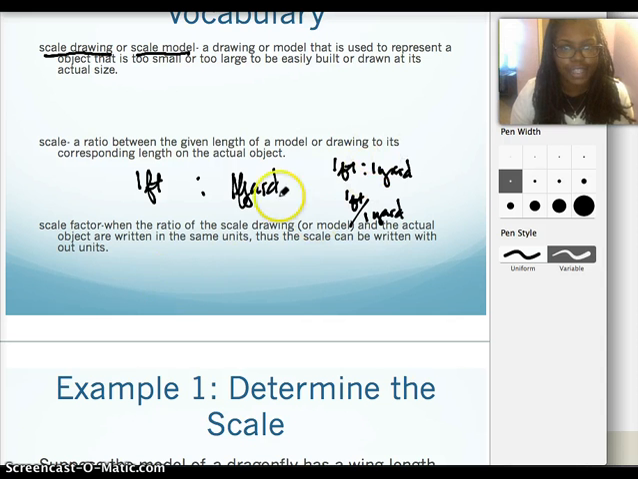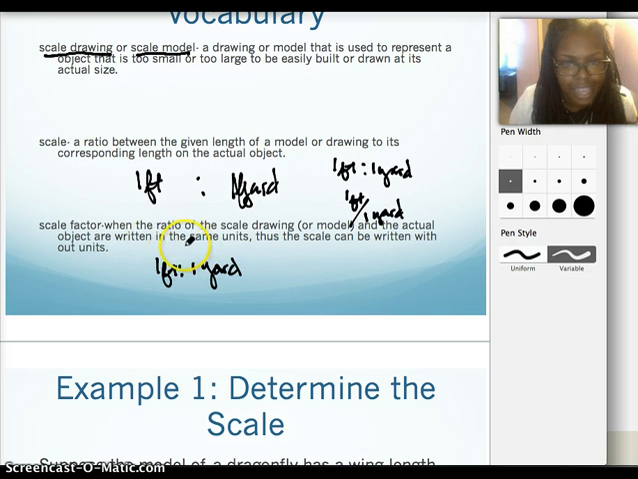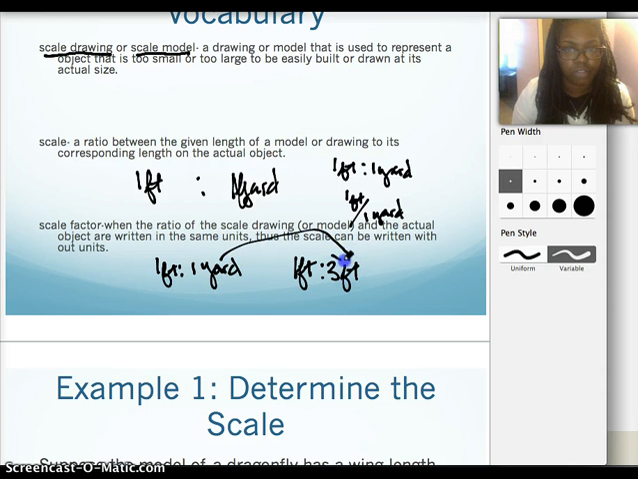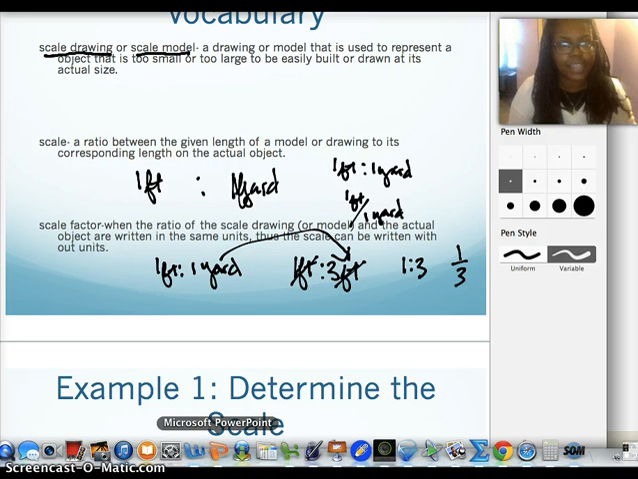Now a scale factor is when I take my 1 foot to 1 yard situation, and the key here is to have it in the same units. So how do I change yards to feet? Simply put, my 1 foot would stay the same, but my 1 yard would turn into 3 feet, because we know that 1 yard is equal to 3 feet. Since I have the same units, I can cancel those out. So the artistic piece I created that was 1 foot to 1 actual yard has a scale factor of 1 to 3. I can write that as 1 to 3 or 1 over 3. Scale and scale factor are very much related, but scale factor is when we make sure the units are the same, take off the units, and write it without the units.